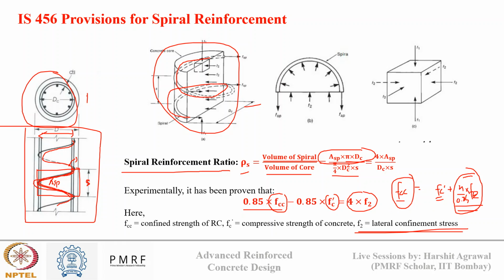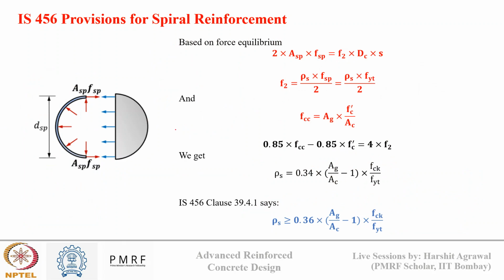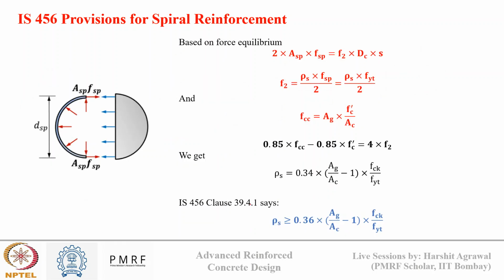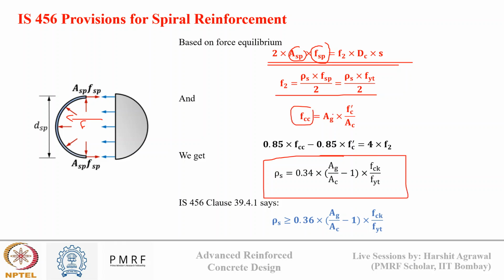Now, how can we get the relation between the force exerted by the spiral and the confinement stress generated by the spiral? The code has given this relationship: 2 times the area of spiral times the force generated by the spiral is equal to the confinement stress F2 times dc times s. If you arrange this equation and use this confinement pressure relationship, eventually you will get this formula at the end, assuming that FCC is AG times FC dash upon FC. This is again one assumption made by the code, and finally you get this formula.